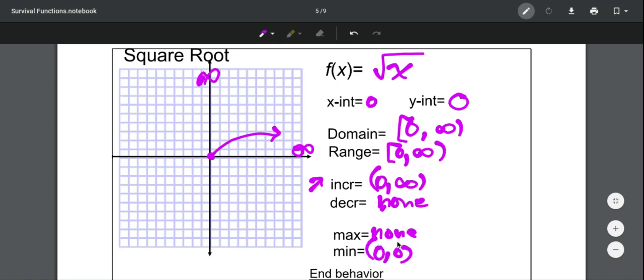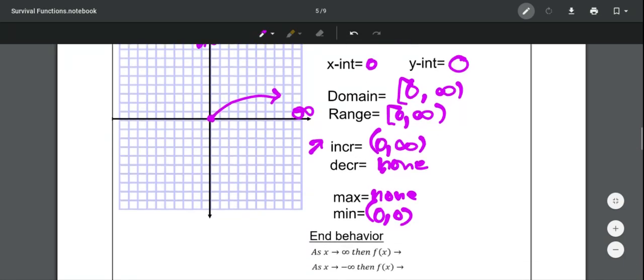Okay? Then its end behavior here, as x goes to infinity, the graph will go to infinity, and x doesn't go to negative infinity. It doesn't go this way. And so this doesn't apply here. Okay?